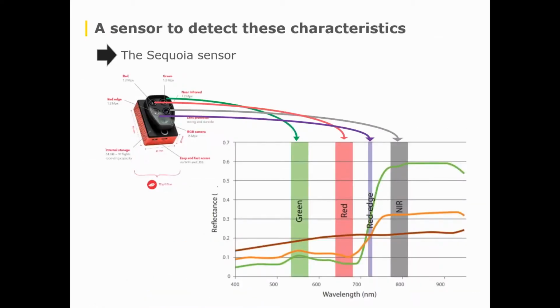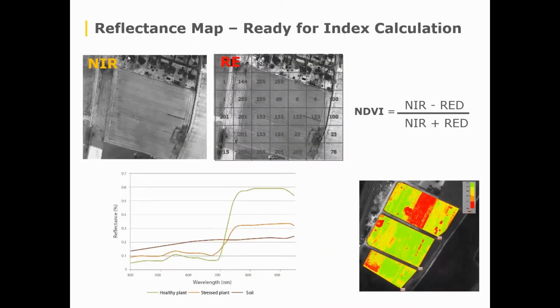So the output of the sensor, or of these 4 bands, wavelengths, radiations, are mapped in a picture. Actually, one band per picture. And therefore, we have here on the left the near-infrared data displayed in one reflectance map, and the red data in another reflectance map.